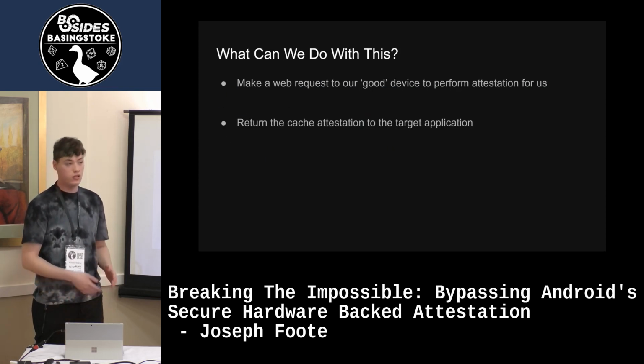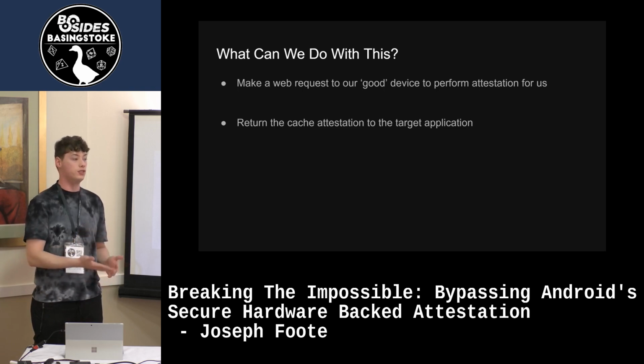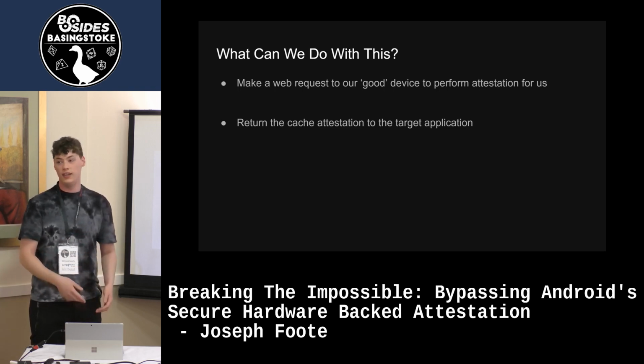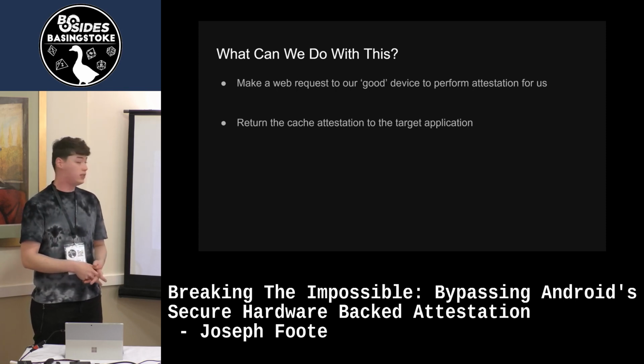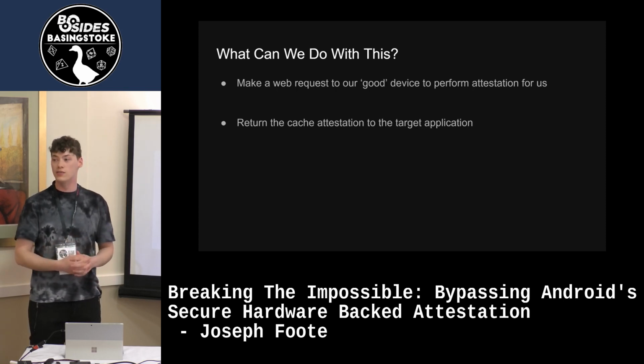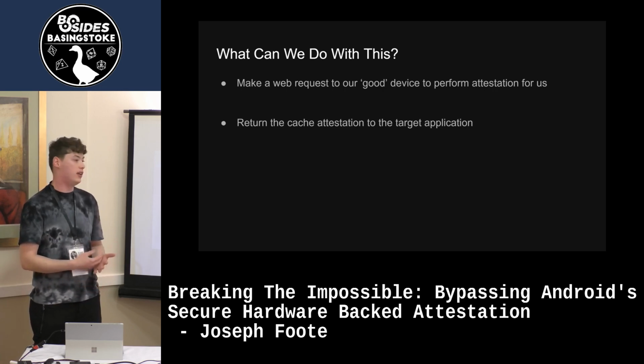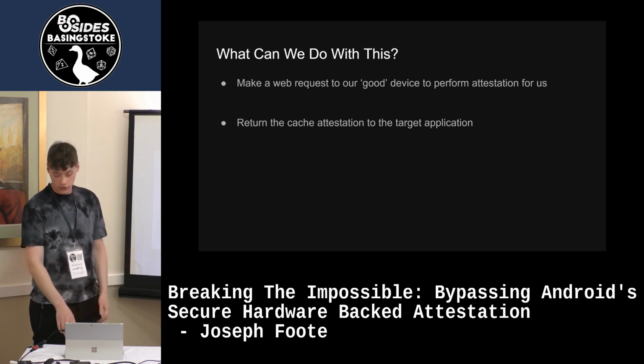So what can we do once we've hooked the getJWS result function and the attest function with SafetyNet? Well, we can make a web request, like in our diagram, to our good device, and ask it to attest for us and give that data back as part of the getJWS result function.